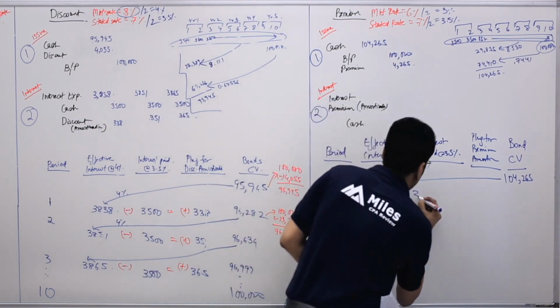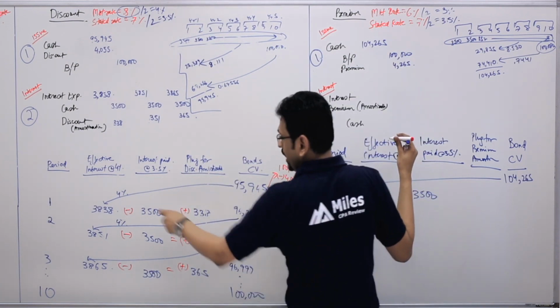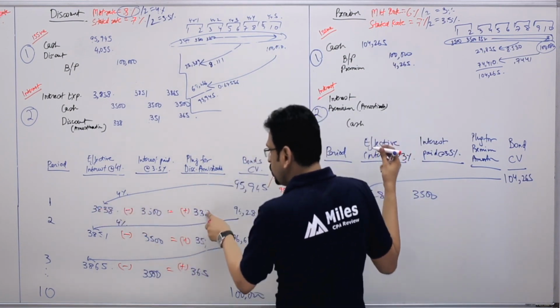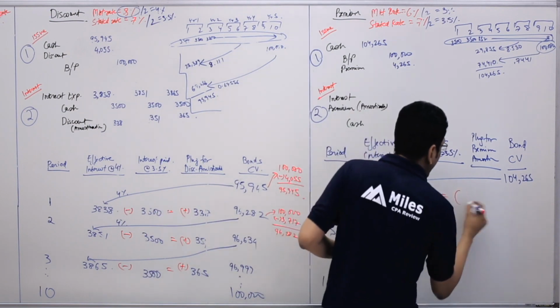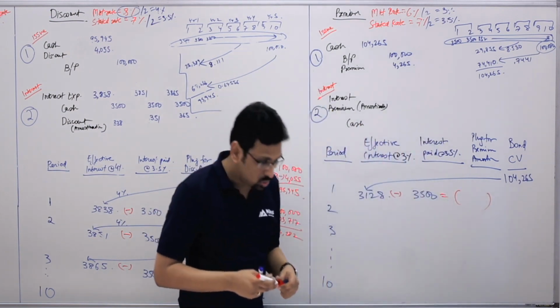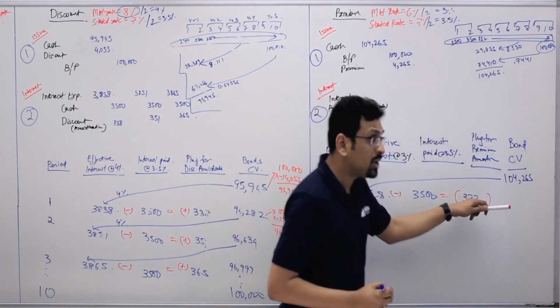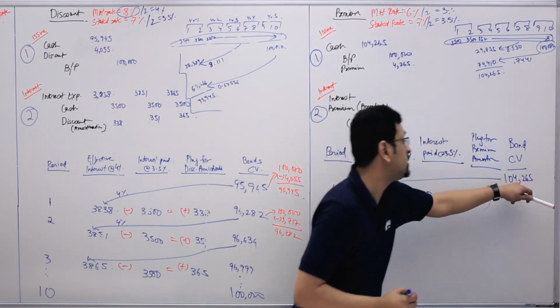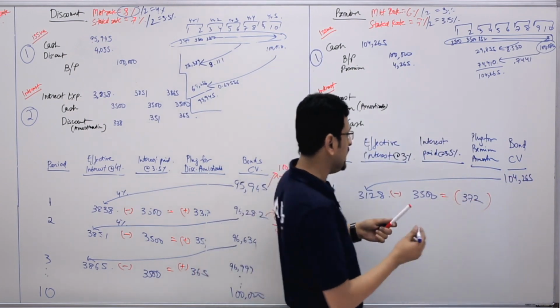How much interest have you paid out? 3,500. So guys, I gave you this trick here. So you had this minus this is equal to plug. So 3,128 minus 3,500. That gives you a negative number. So the negative number 372. So that is your plug. So because this is negative, this is 104,265 minus 372, which gets you 103,893.